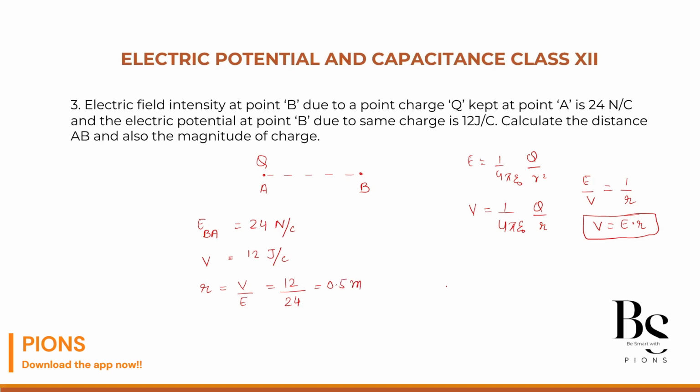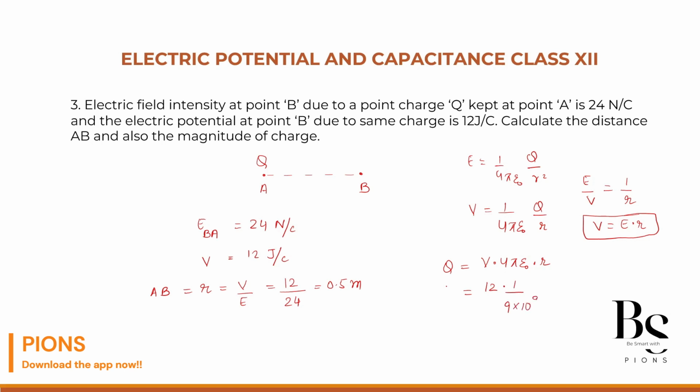The separation R is AB. In case you are not clear, AB is R. If AB is 0.5, can we find the charge? Yes. So what will be the charge? From this equation I am solving, so as to avoid this square term and all. So Q is nothing but V into 4 pi epsilon naught into R. Now what's the voltage? Sir, voltage here is 12 joules per coulomb. 4 pi epsilon naught: if 1 by 4 pi epsilon naught is 9 into 10 to the power 9, then 4 pi epsilon naught is 1 upon 9 into 10 to the power 9.